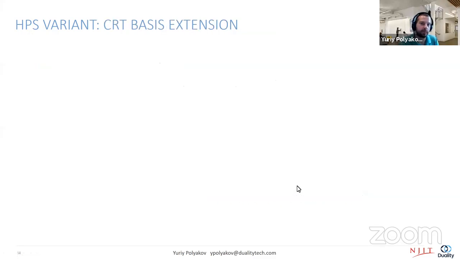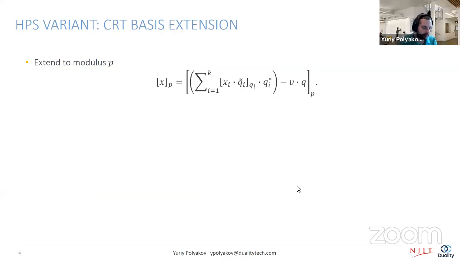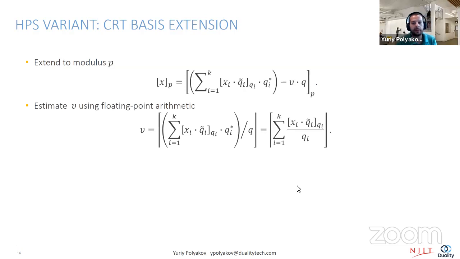So one more step. This is not new, but I still wanted to present it for completeness. The CRT-based extension, another major problem that was addressed in the HPS paper, also directly works with one of the reconstructions that we discussed. So let's say we want to extend to modulus P. We write down the reconstruction itself with modulo P. And the biggest challenge that we have in this situation is in estimating the value of this nu, because it's an integer that represents the number of overflows.